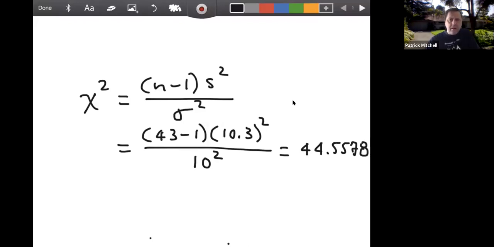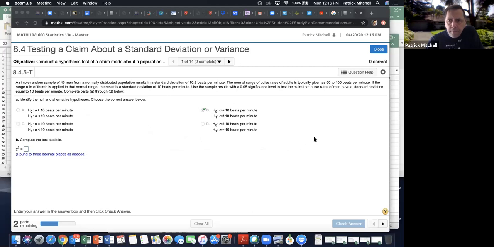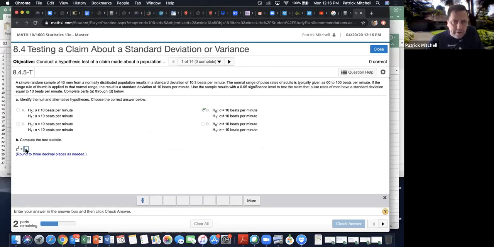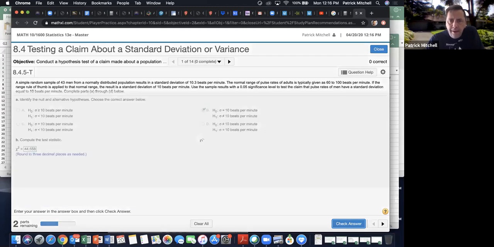Well, except what are the instructions? So let's go back to the problem. Round to 3 decimal places. So to 3 decimal places, that would be 44.558. All right, no problem with that.